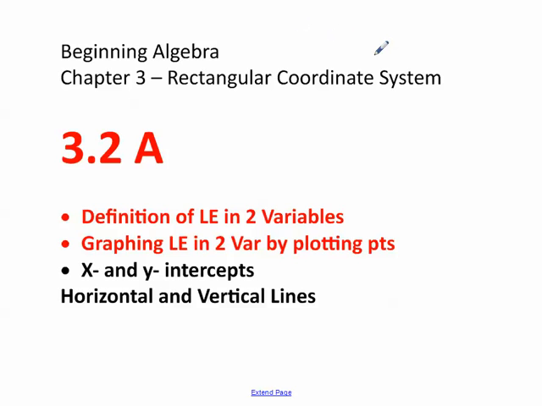Alright, so here we are in video 3.2a. It's the first video for 3.2. 3.2 talks about linear equations in two variables.